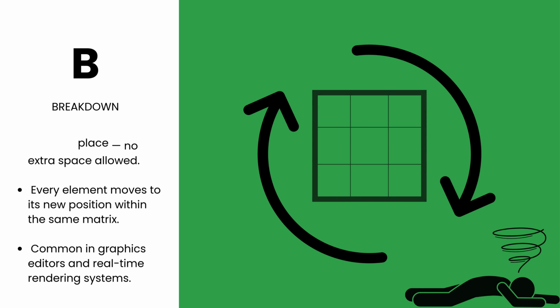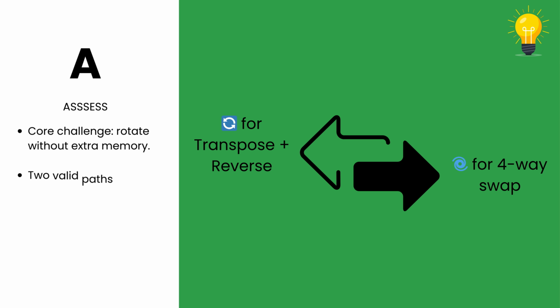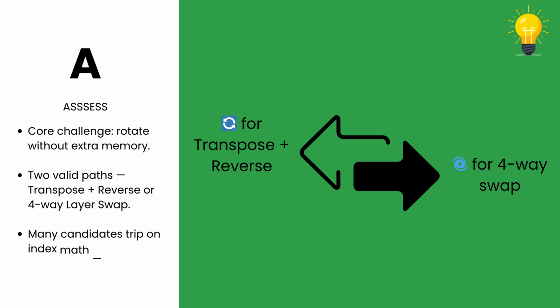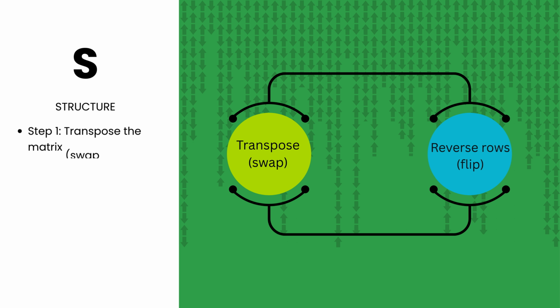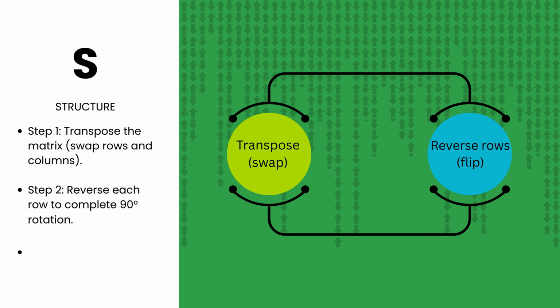It's about repositioning every element exactly where it belongs, just like rotating a digital photo pixel by pixel, without creating a new copy. We compared two main strategies, the transpose and reverse method versus the layer-by-layer four-way swap. Both work, but the transpose and reverse approach is simpler, cleaner, and easier to explain in interviews. The key challenge? Managing indices correctly while staying truly in place. Our plan was straightforward. First transpose the matrix by swapping rows and columns, then reverse each row to complete the 90 degrees rotation. Two simple passes, zero extra space.